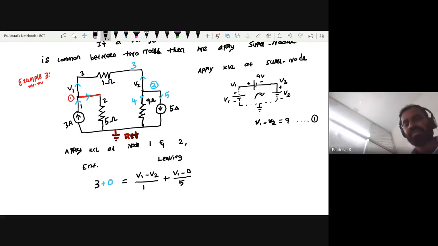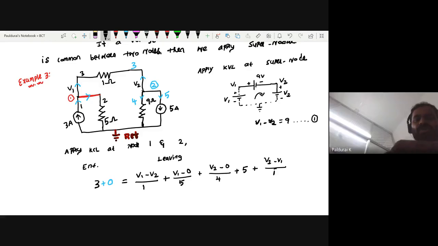So what is the current flowing through branch number 4? It is given by V2 minus 0 divided by 4. And branch number 5, clearly it is 5 amps. And branch number 3, this time it is V2 minus V1 divided by 1. Okay, so now what will happen? So this is the way.